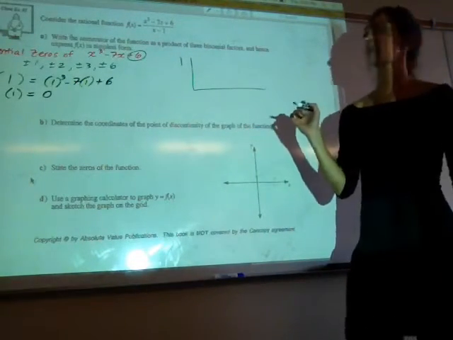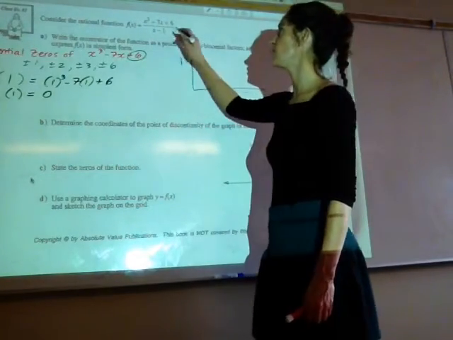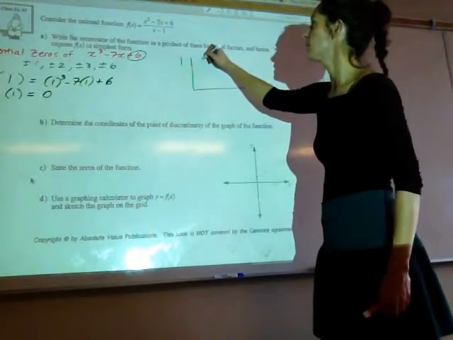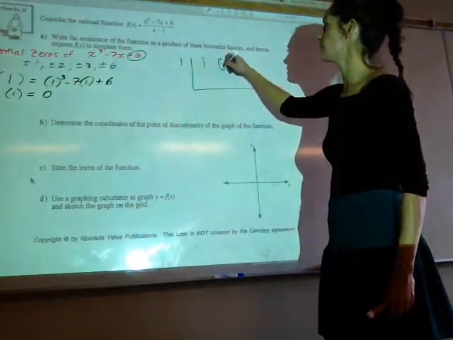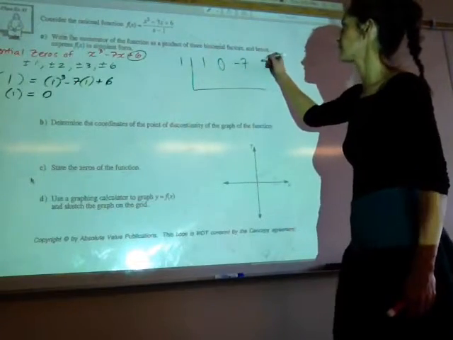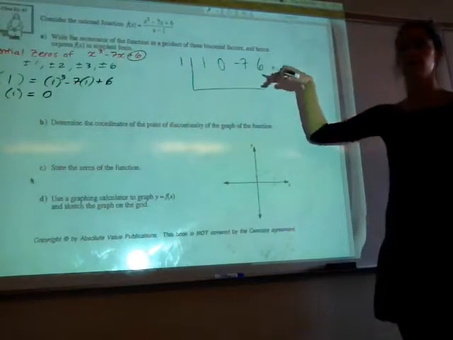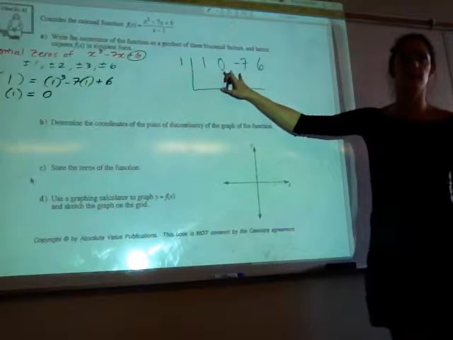Okay, so 1 is going to go on the side. The coefficients from my numerator will go up top. So I have 1x cubed, 0x squared, negative 7x, and positive 6. Just a reminder, you have to remember about that placeholder.